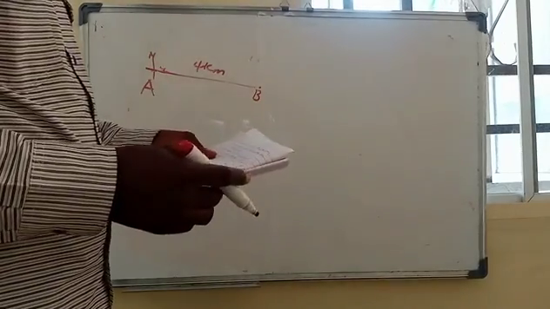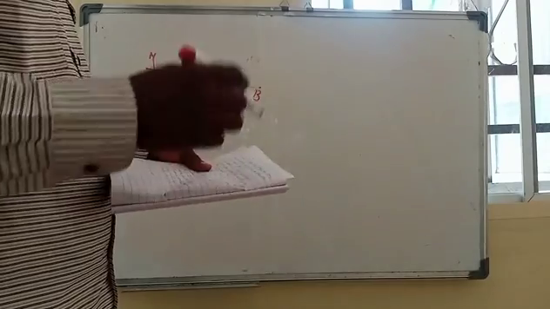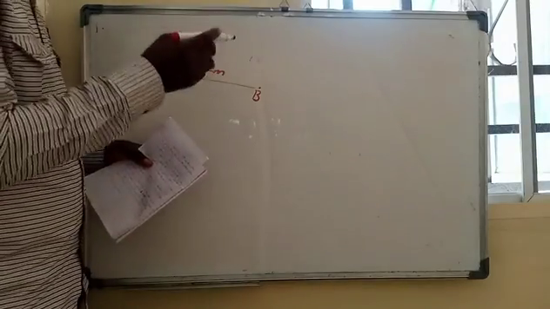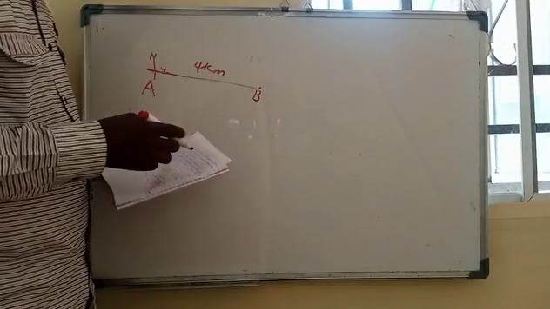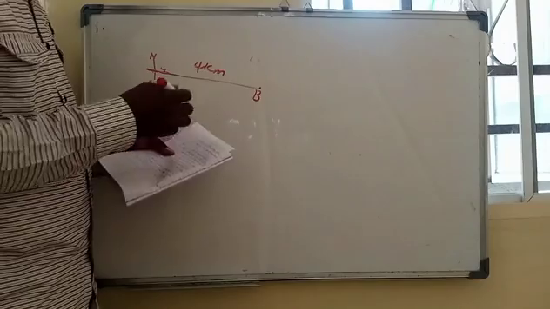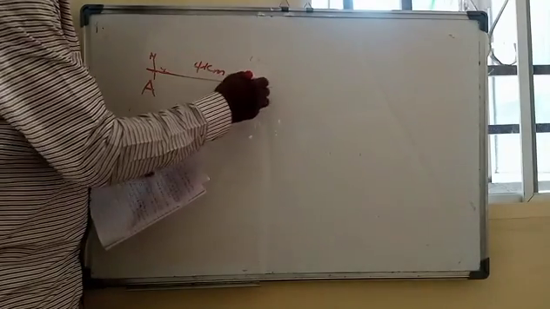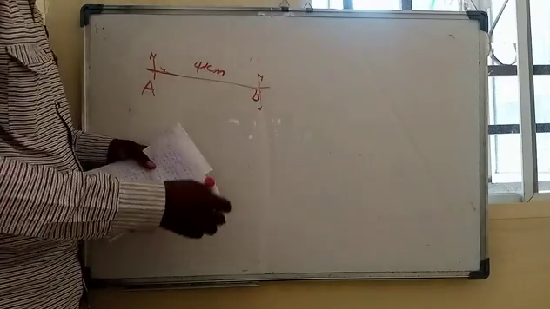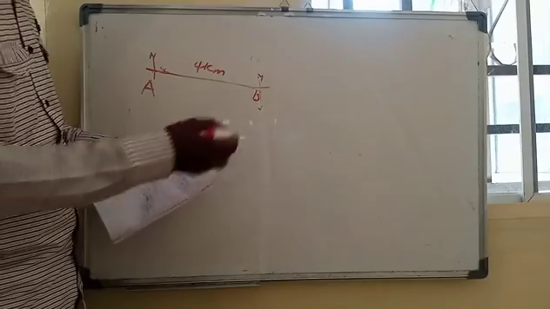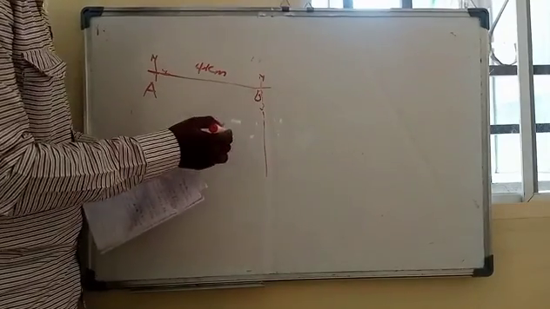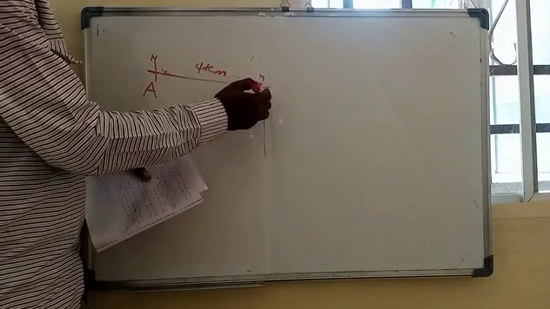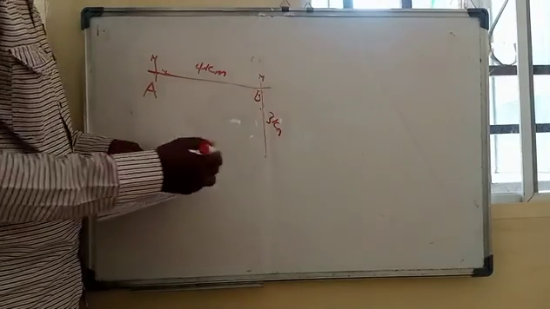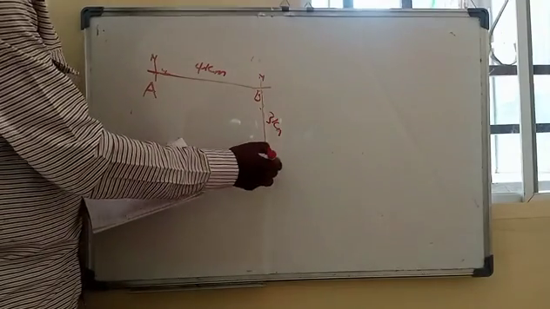Then they went further to say C is 3 kilometers due south of B. Then C, the third point, is 3 kilometers due south of B. Then you ask, okay, what is south of B? This is the south. So due south of B, you have C. So which means C is somewhere here. By the time you move 3 kilometers south of B, then you have your C somewhere here.